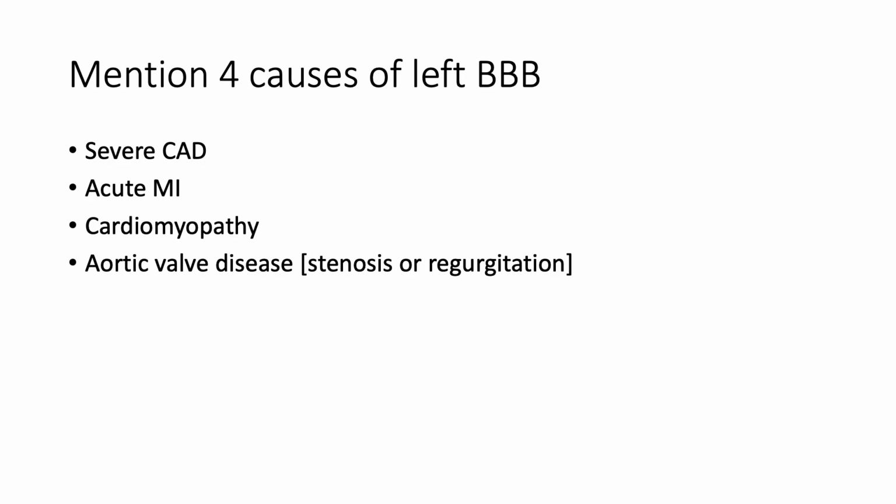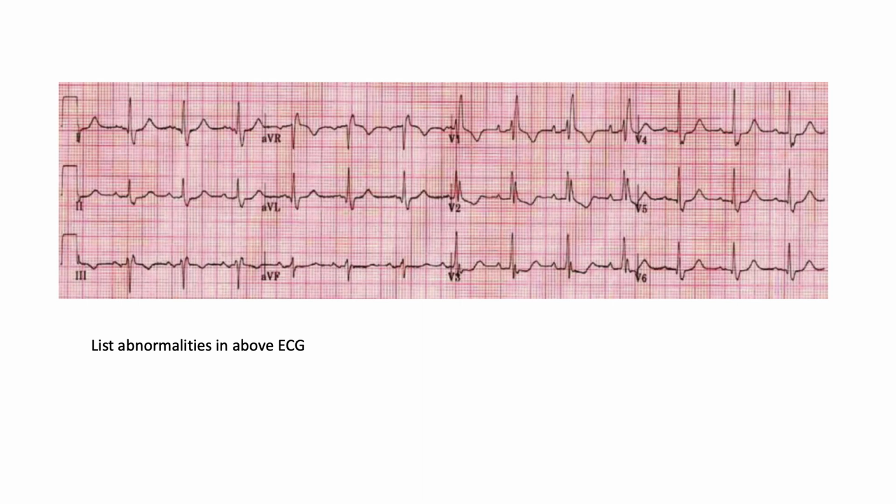Right, what are the causes of left bundle branch block? So it happens in the setting of severe coronary artery disease, acute myocardial infarct, cardiomyopathy, and aortic valve disease, be it stenosis or regurgitation. So what's happening here?